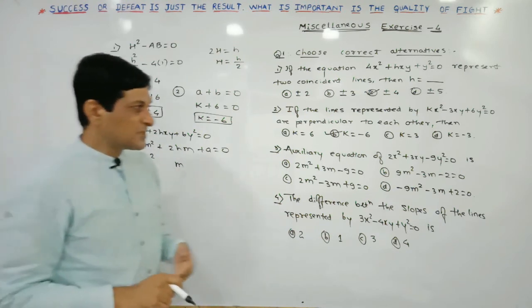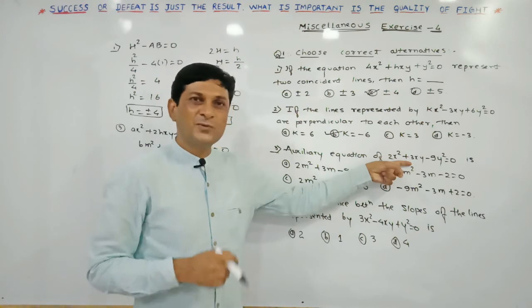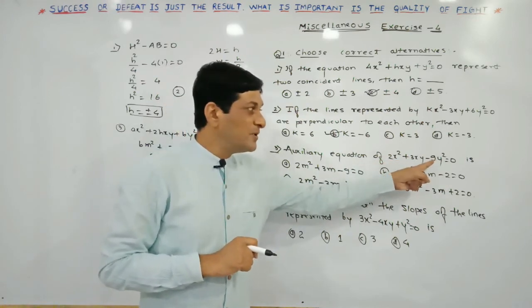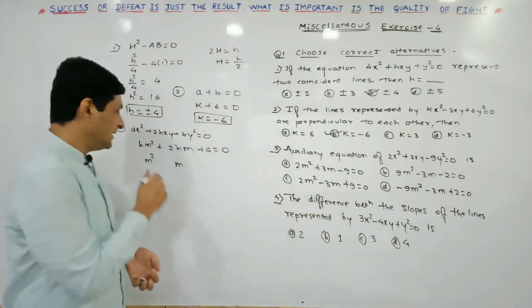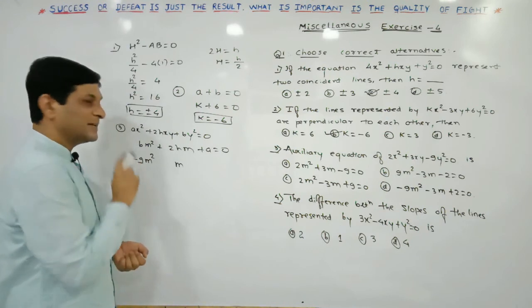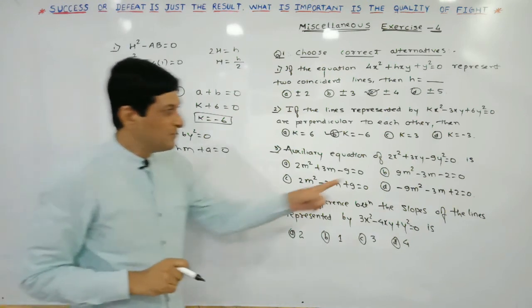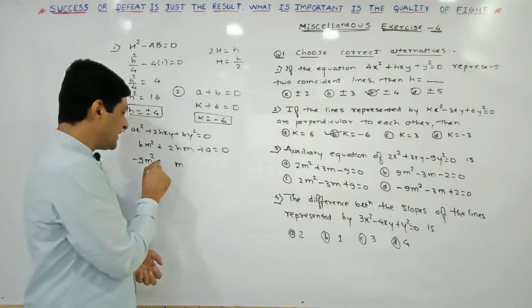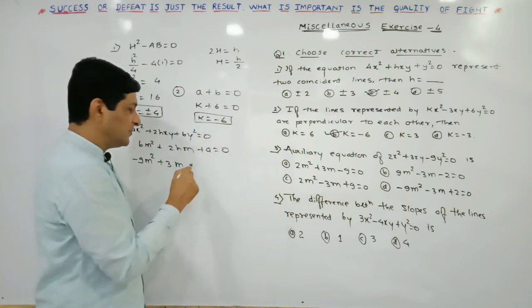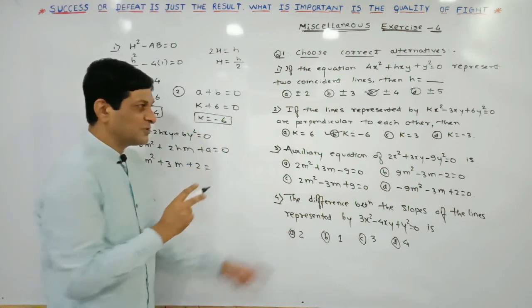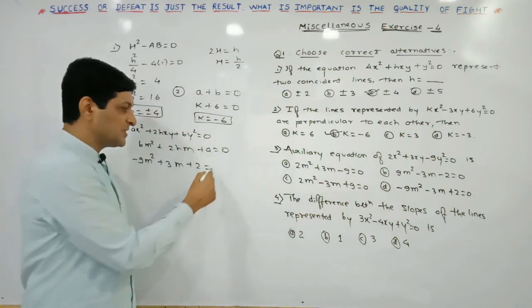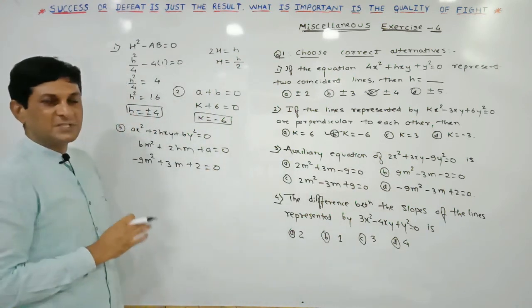Using this method, let us try to find out the auxiliary equation of this homogeneous equation. What will be the coefficient of m square? Minus 9. So here we will get minus 9m square. Coefficient of m will be equal to what? 3, here plus 3, and the constant term will be equal to what? 2. a means what here? 2. So is equal to 0. In this way we have got the auxiliary equation.